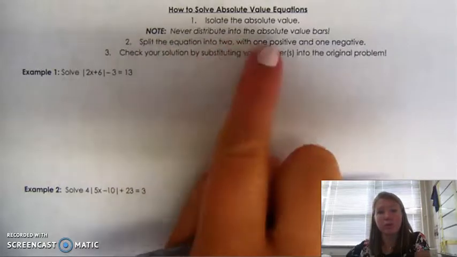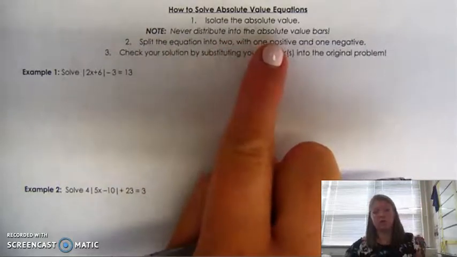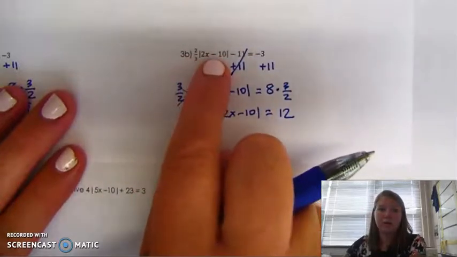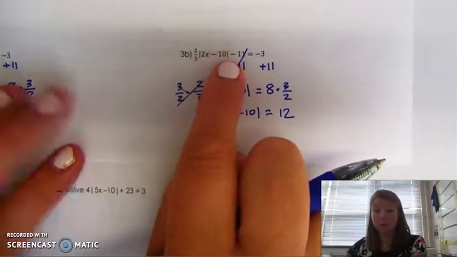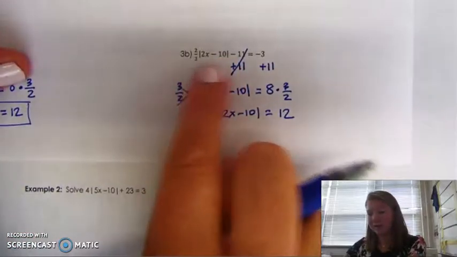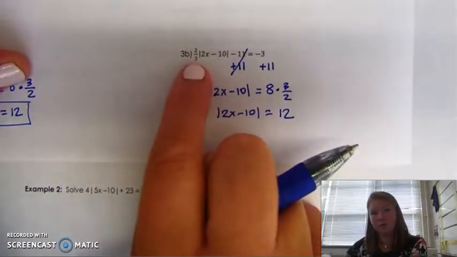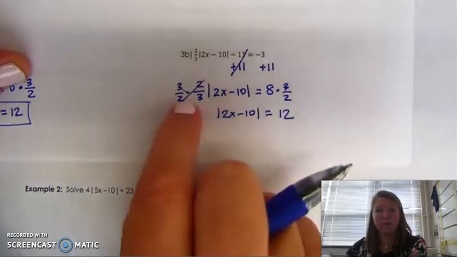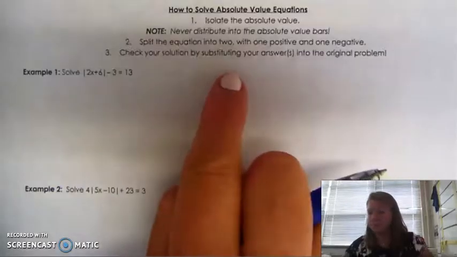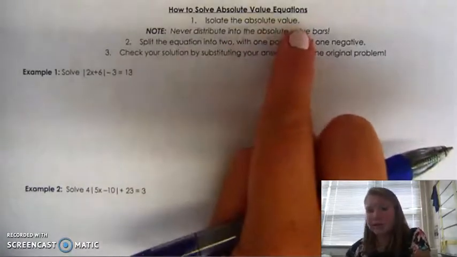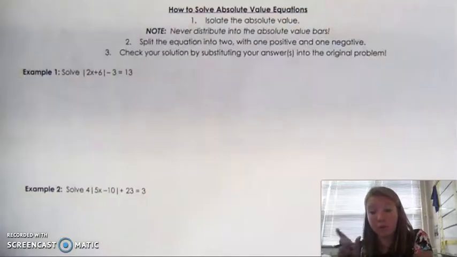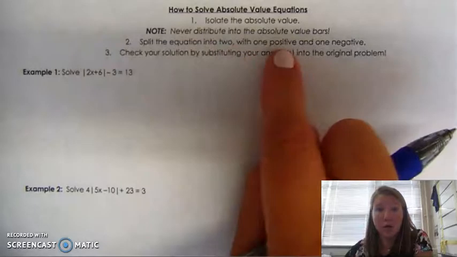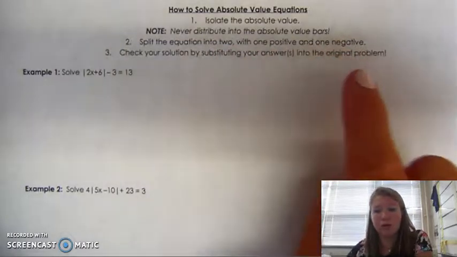Never distribute into the absolute value bars. So you may have been tempted back on this previous page to multiply 2/3 inside the 2x and -10. Do not do that, okay? We're going to isolate the absolute value just exactly how we got rid of this 2/3 by multiplying by the reciprocal, okay? So never distribute that into the bars. Once we have isolated the portion of the absolute value, we are going to split the equation into 2 pieces, one positive and one negative, which I'll show you in just a second.